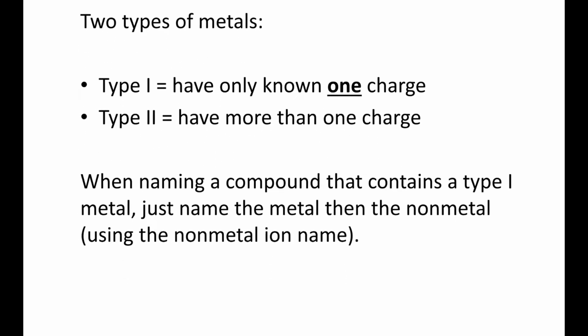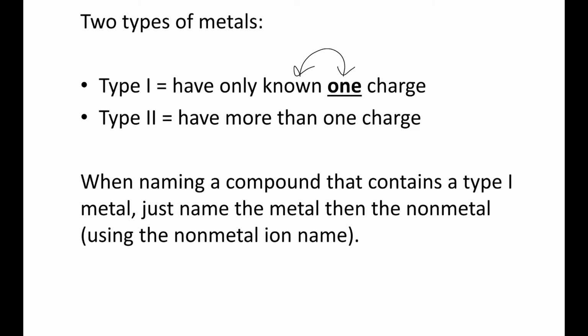Okay. Now, metals, there are two types of metals. There's type 1, and they have only one known charge. In other words, it's either +1, +2, +3, +4. Actually, I don't think they even get to +4. It's usually +1 or +2 or +3. Okay? They only have one charge, and that's due to the valence electrons. Okay, so those are usually the representative elements. Type 2, on the other hand, they have more than one charge, and those are the transition metals and some of the other metals. Okay?